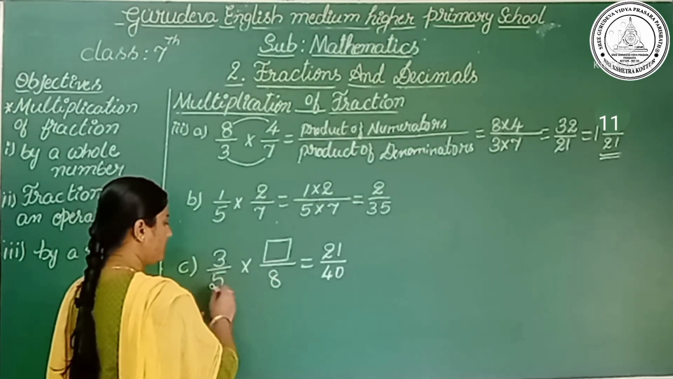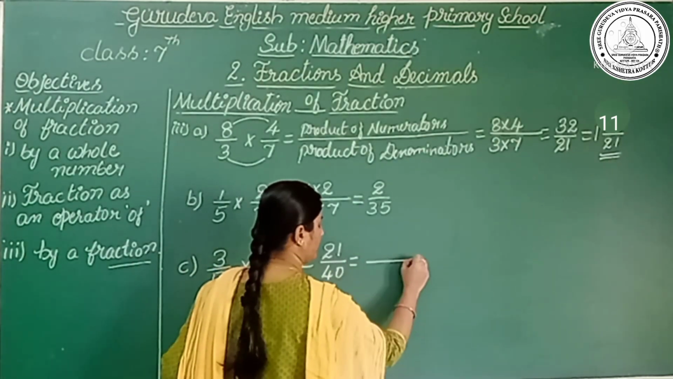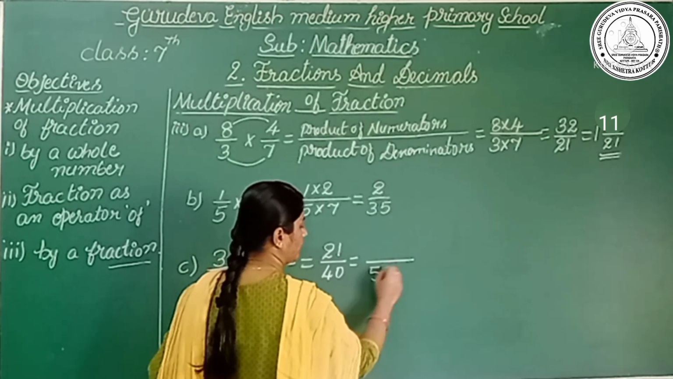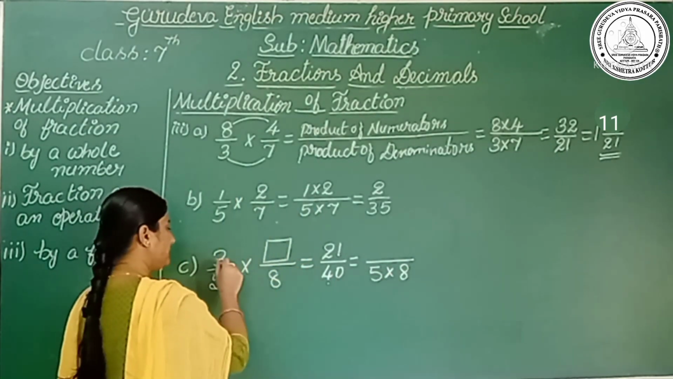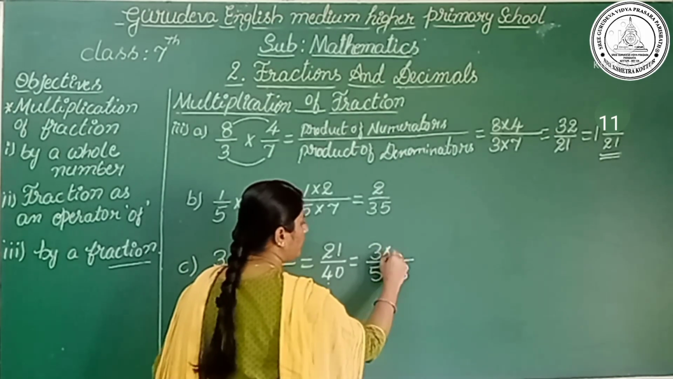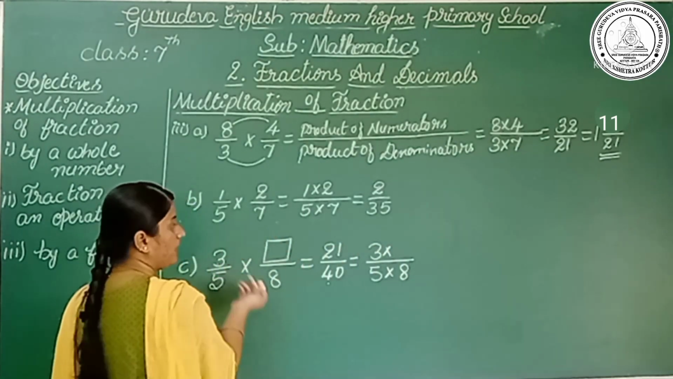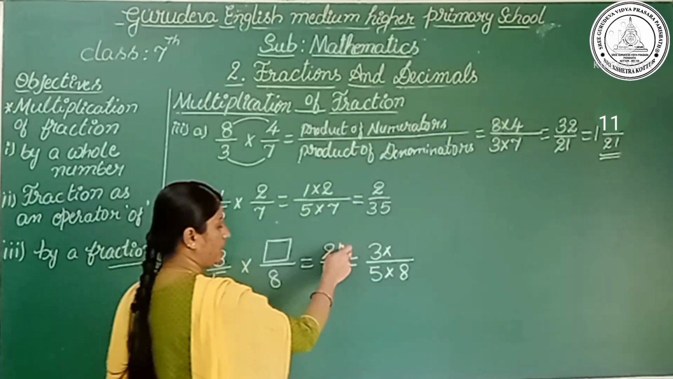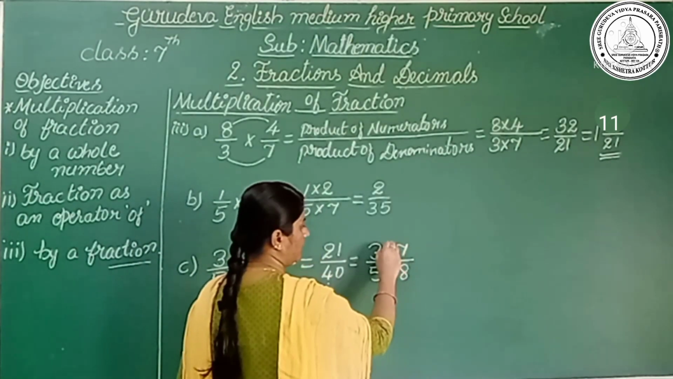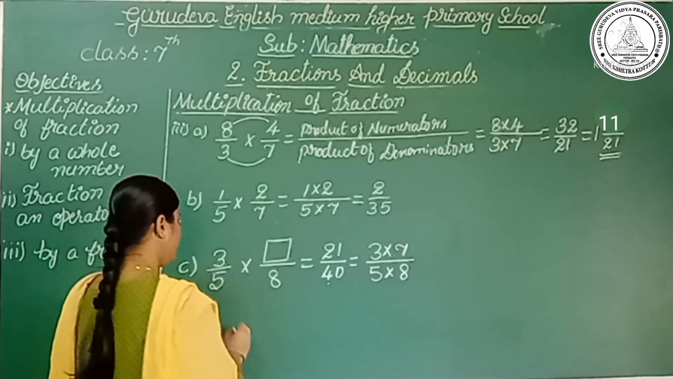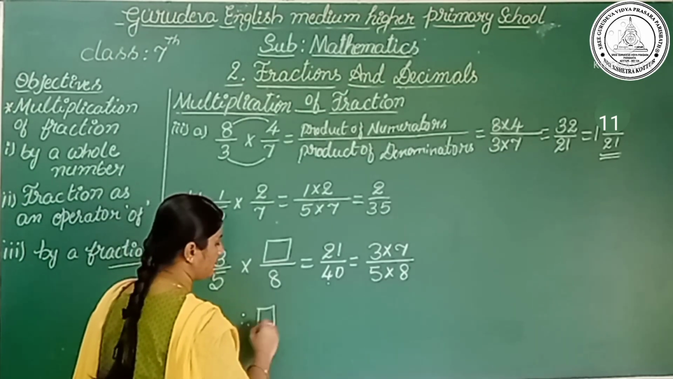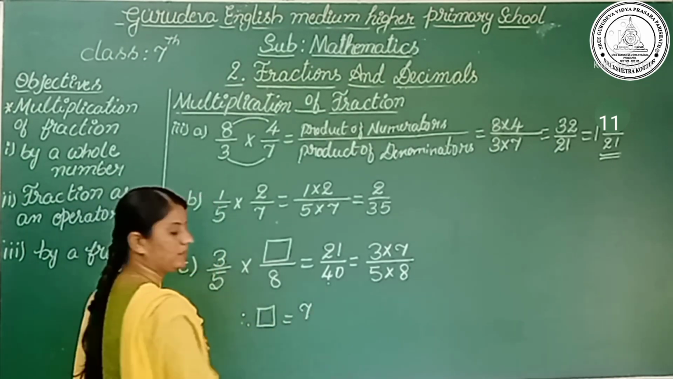So we know that if we multiply the denominator by the denominator, we will get the product as 5 eights are 40, and 3 into, but we do not know what the number is here. So we can divide here. 3 how much is 21? 3 sevens are 21, so we will get the product as 21. Okay, therefore the given box is equal to 7.